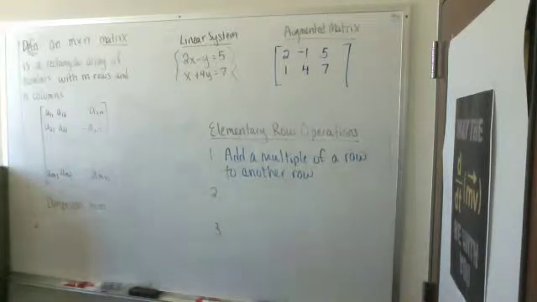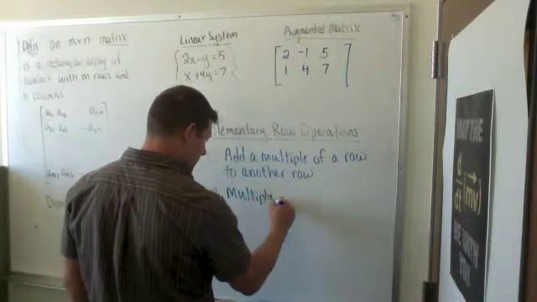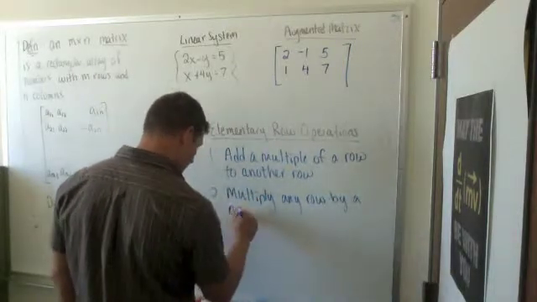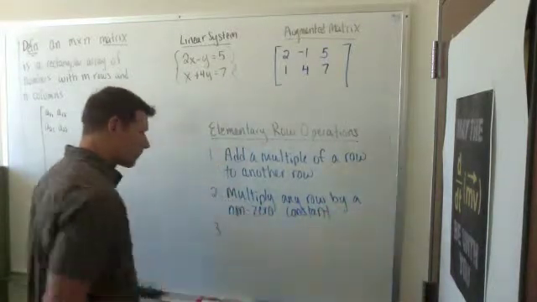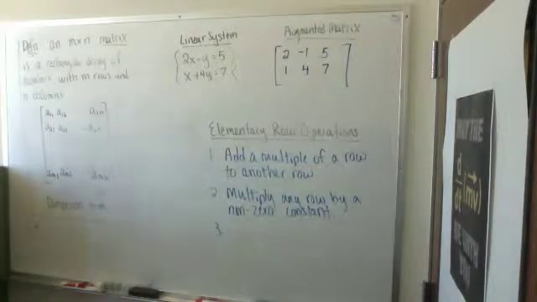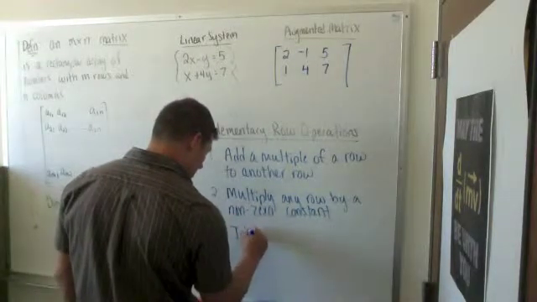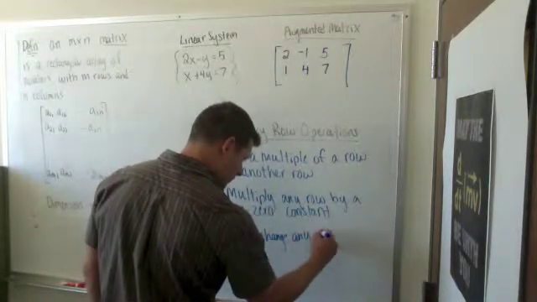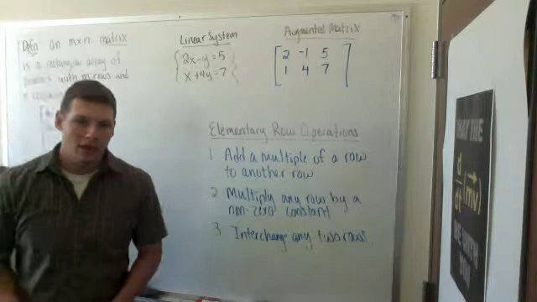The second one is we can multiply any row by a non-zero constant. Okay, we can multiply any row by a non-zero constant. We can't multiply by 0 because if we multiply both things by 0, we get 0 equals 0, no good. Okay, the last thing is we can interchange any 2 rows, which means we just put rows in different order. Okay. So those are the elementary row operations that we have for matrices.